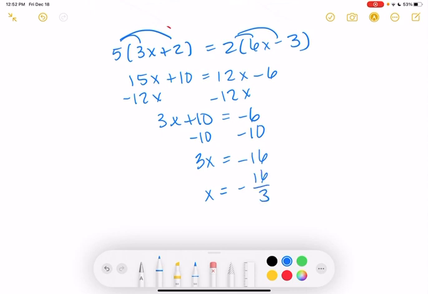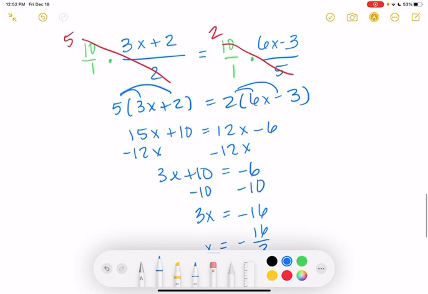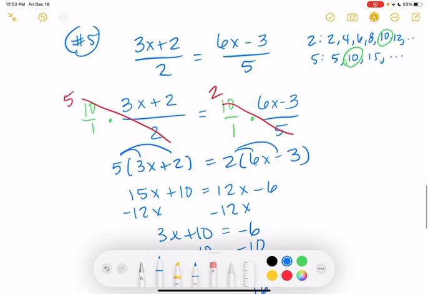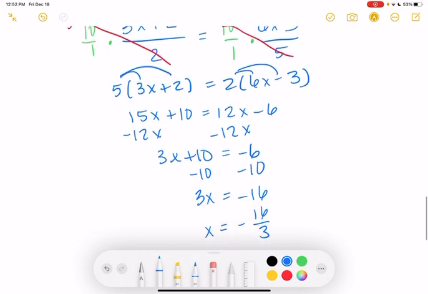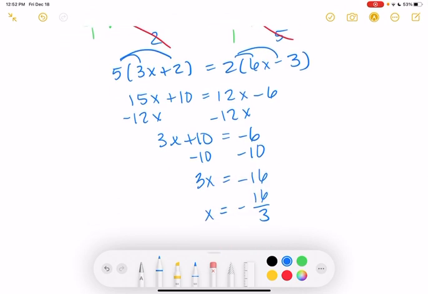All right, so there's our answer, negative 16 over 3. So I went ahead and listed off all the multiples of the denominator. Lowest common one was 10. Multiplied each term by that 10. And then I got my single line equation. Got all the x's to one side, whole numbers to the other. And there we go.